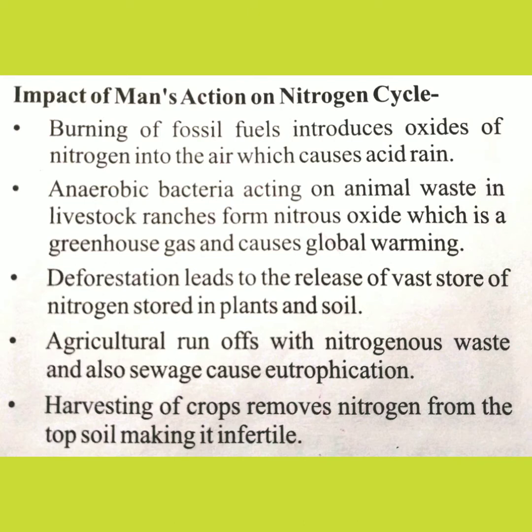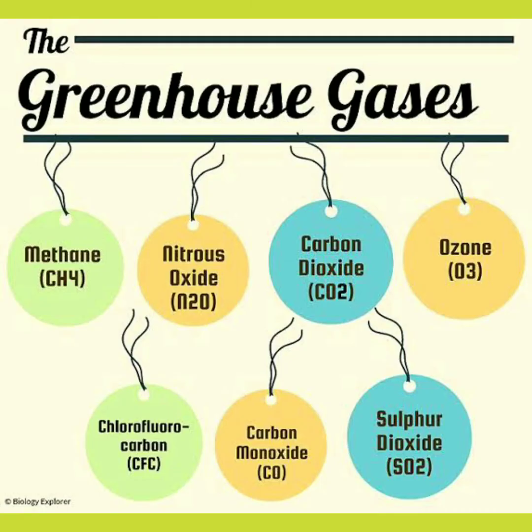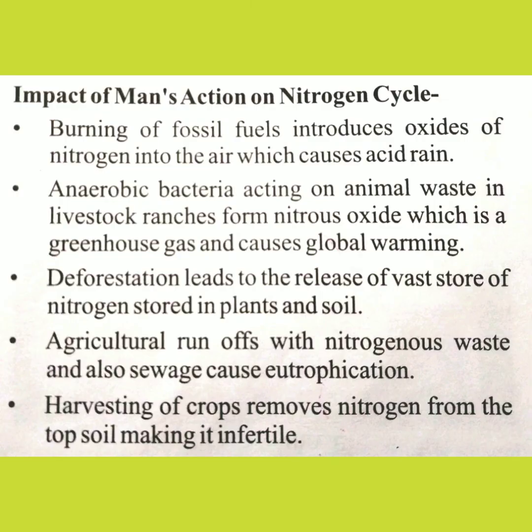Next is anaerobic bacteria, which act on animal waste in livestock ranches and form nitrous oxide, which is a greenhouse gas and is responsible for causing global warming. Deforestation is a major problem, which leads to the release of the vast store of nitrogen stored in the plant and soil. Agricultural runoffs with nitrogenous waste and also sewage cause eutrophication.